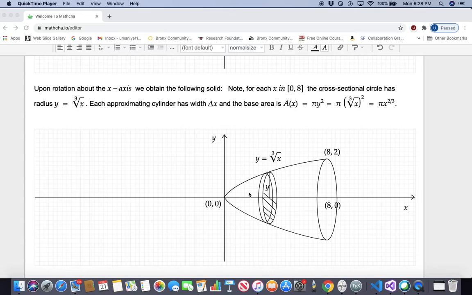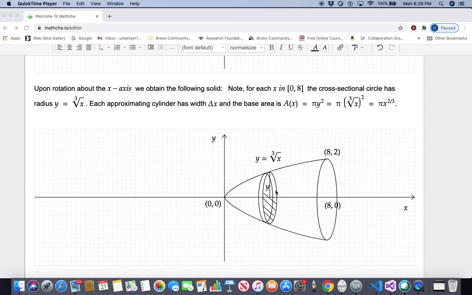Note, this solid is supported from 0, 0 to 8, 0. That's the center here. In other words, the x coordinate goes from 0 to 8. So this solid is supported over the closed interval 0 to 8, and for each x in this closed interval, the cross section, that is when you take vertical slices, the cross-sectional circle has radius y coordinate, cube root x.